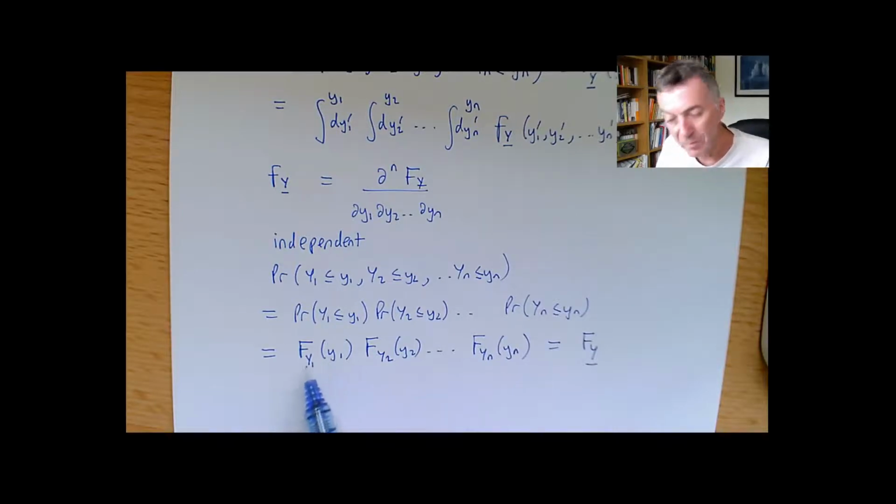So what we call the marginal distributions of y1, marginal distribution of y2, so all the margins multiply together and you get the joint distribution. So that's if things are independent.